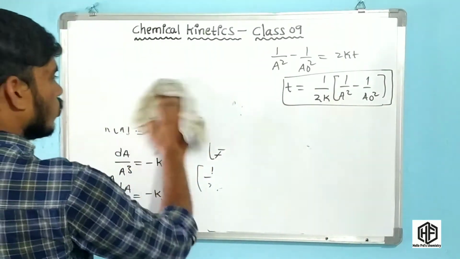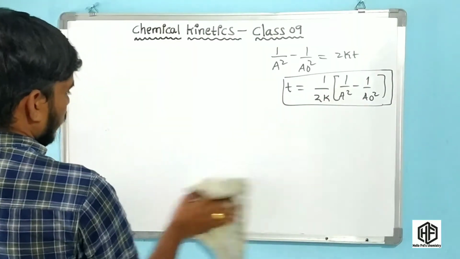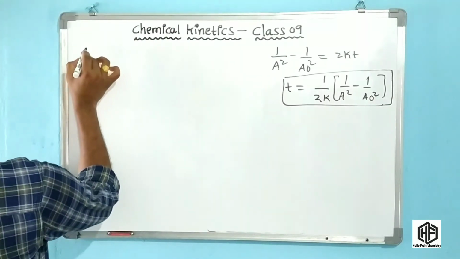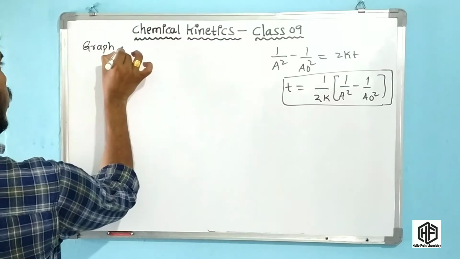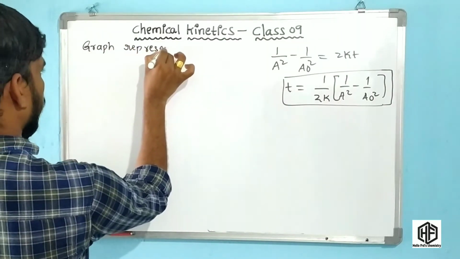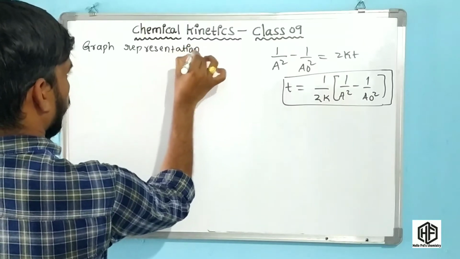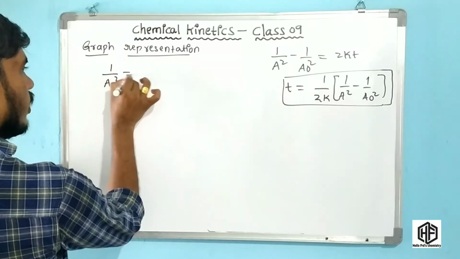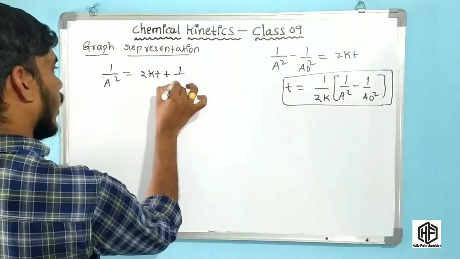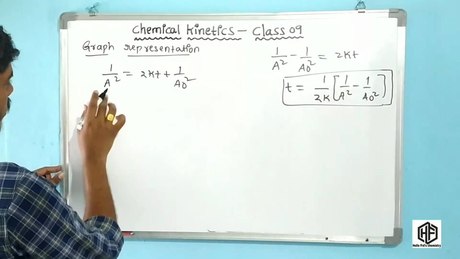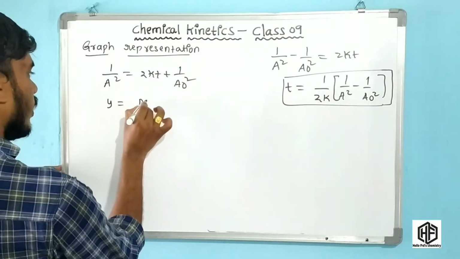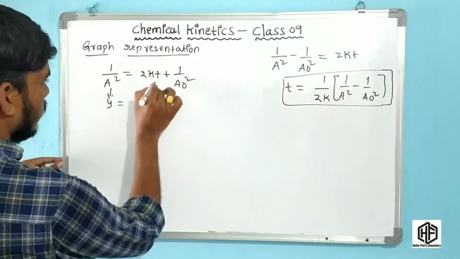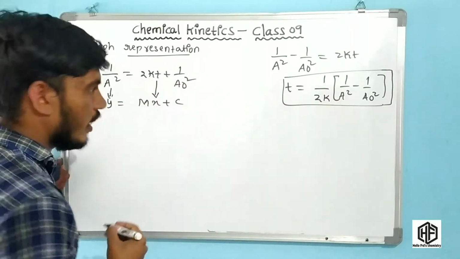Friends, finally I am going to talk about the graph representation of the third order integrated rate law. Now, 1 by a square is equal to 2kt plus 1 by a naught square. This expression compares to y is equal to mx plus c. Here the y axis is 1 by a square, the x axis is time, and the y intercept is 1 by a naught square.